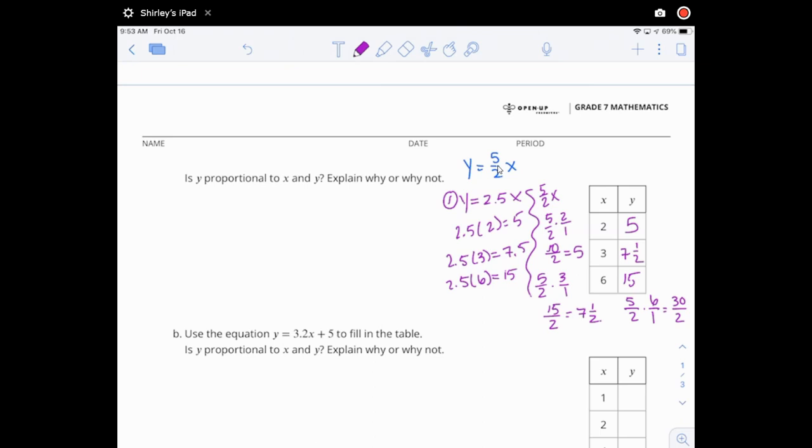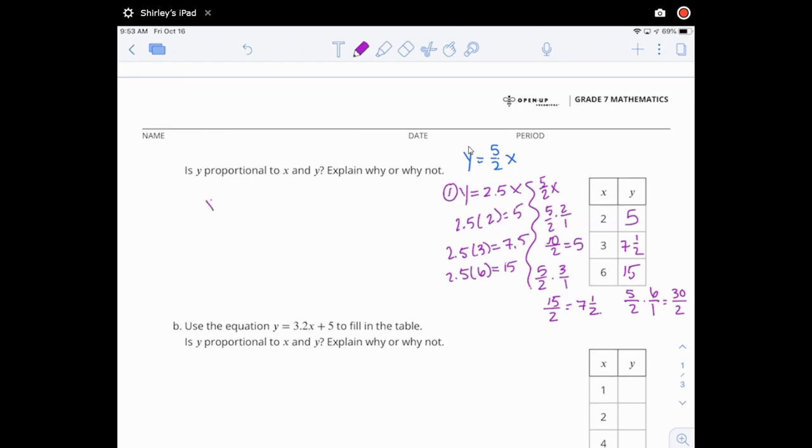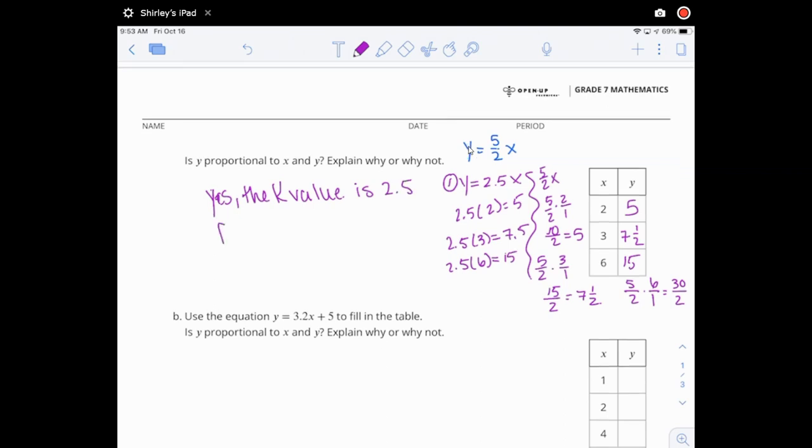Is y proportional to x? Explain why or why not. So is this proportional? Well, yes, because all I did was take these numbers and multiply them by something, and my equation falls in that same pattern. So yes, the k value is 2.5 for each number in the table.